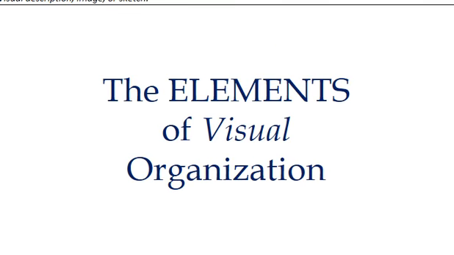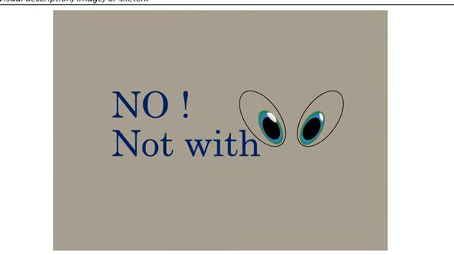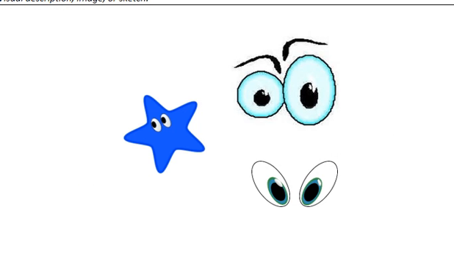The elements of visual organization. Do you know what the elements of visual organization are? What do you think they might be? What do you think the elements of visual organization might have to do with? Eyes, maybe? No, not eyes. Elements of visual organization have to do with seeing.